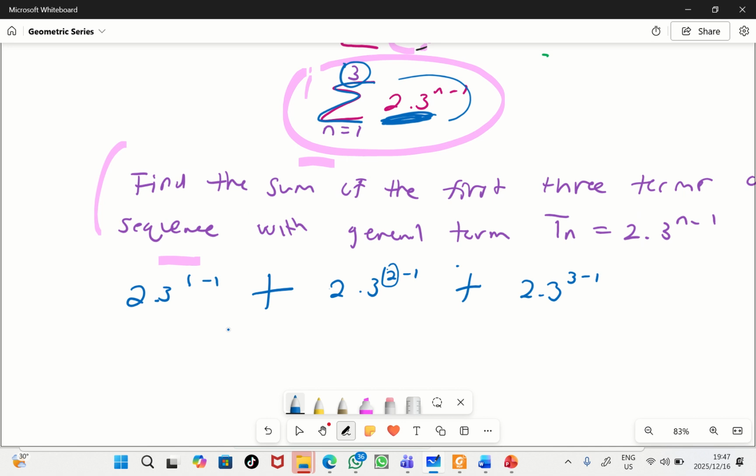If you calculate this, this thing will give you 2, this thing will give you 6, and this thing will give you 18. So you're finding the sum of the first three terms.